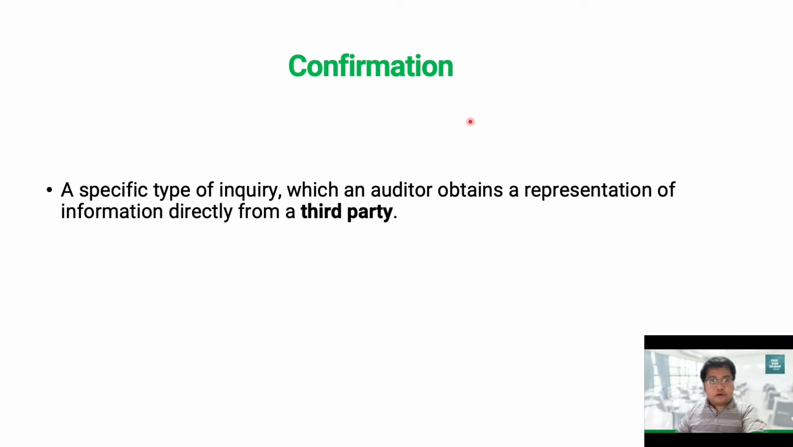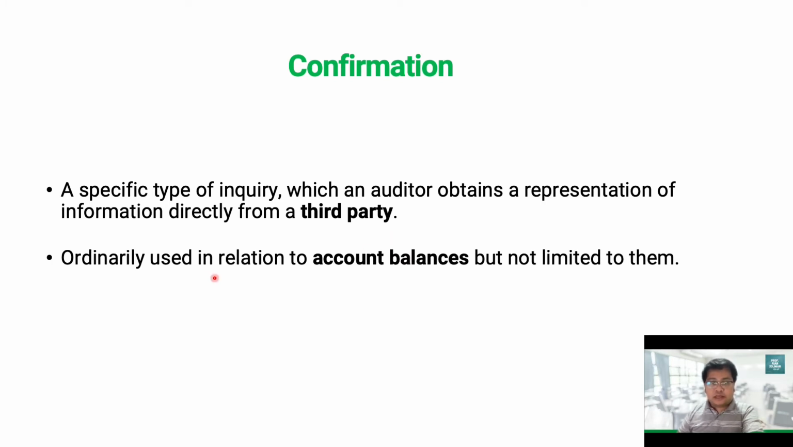The last type of evidence that we will discuss is confirmation. Confirmation is a specific type of inquiry, but the difference is that in confirmation, we obtain representation of information directly from a third party, like a customer, a bank, a lawyer, legal counsel, or consultant of the client. We use this normally in relation to an account balance, no? Like balance of receivable, balance of cash, but not limited to account balances.